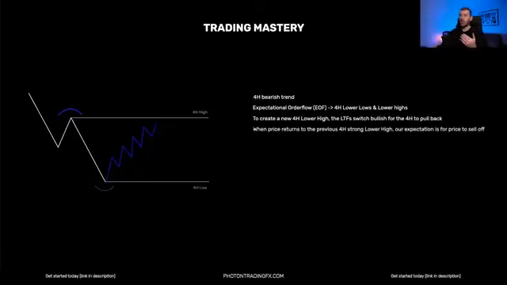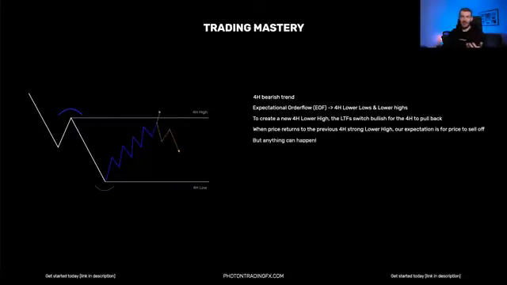Now, when price returns to that previous 4 hour strong lower high, it's come up to that high that we expect should be protected. We now expect that price should sell off and we'll get the next pro-trend bearish swing run on the 4 hour chart, okay? So our expectation is for price to sell off.